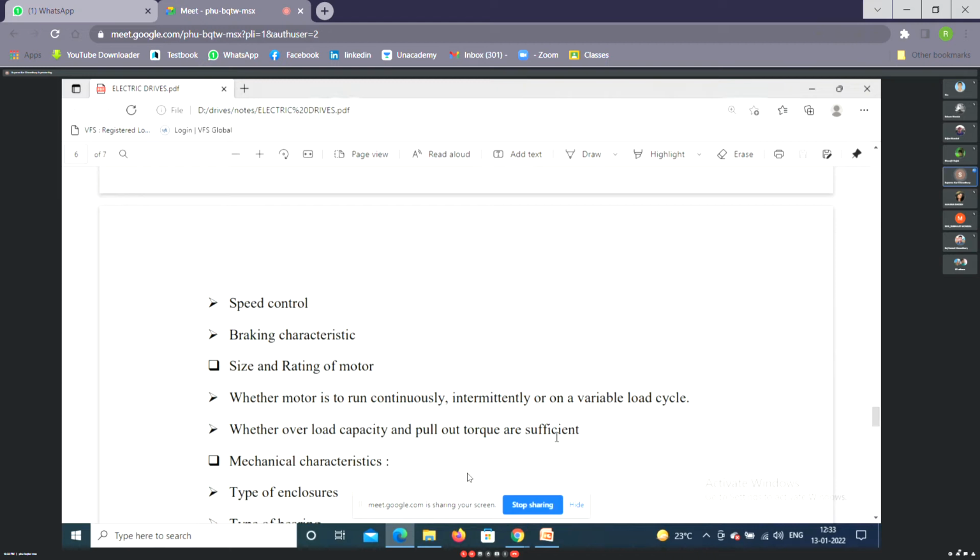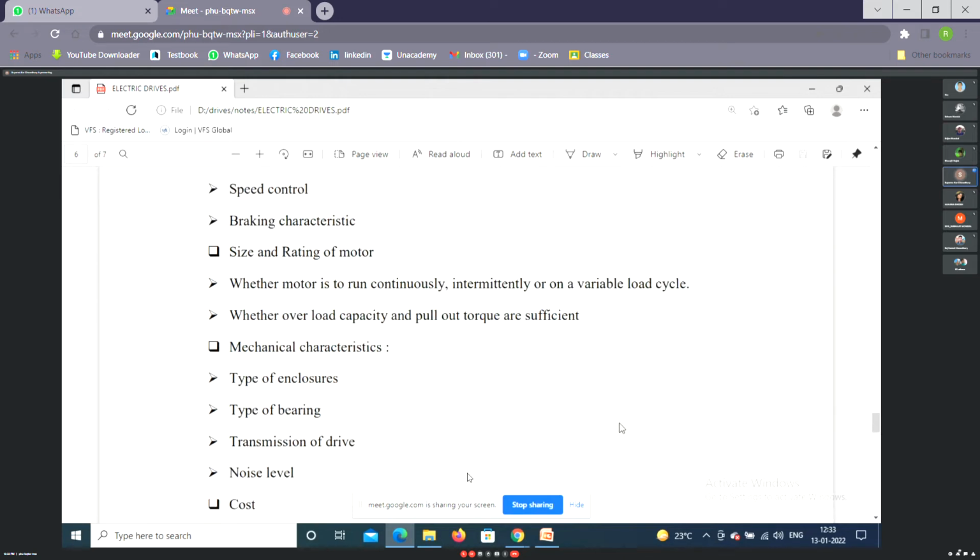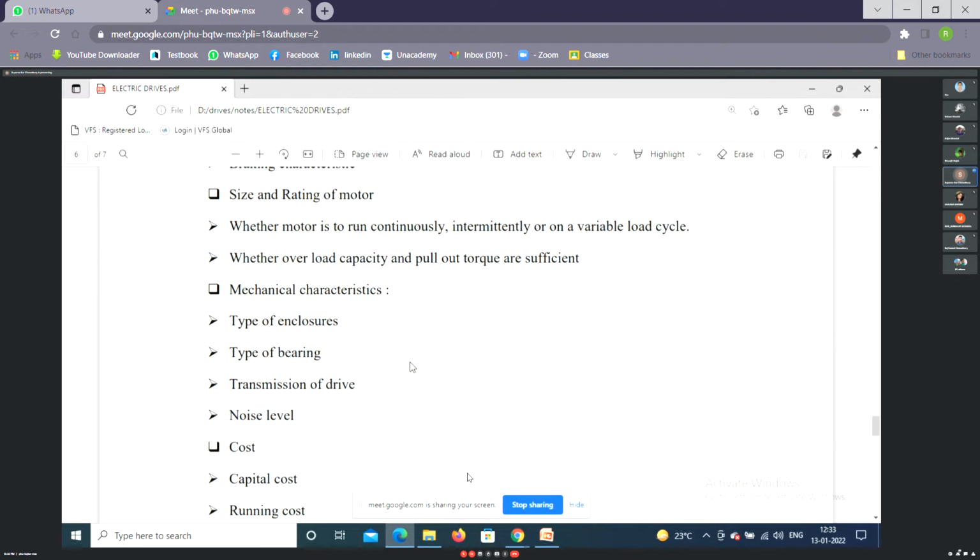Then after selecting the motor, we should see whether the pull-out torque is sufficient for the system. Then the mechanical characteristics are also important: type of enclosure, type of bearing, transmission of drive, noise level, etc. For motors, this will depend on the type of load it is driving. So depending on that, this has to be decided.